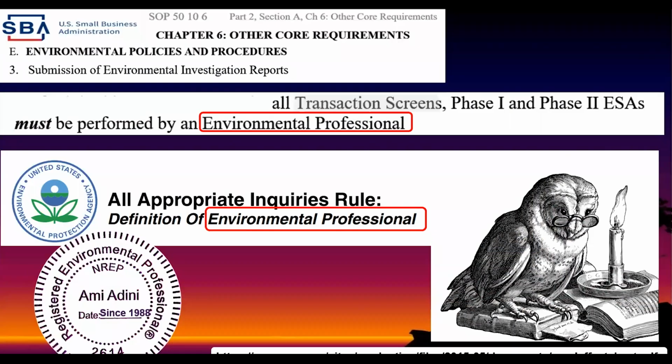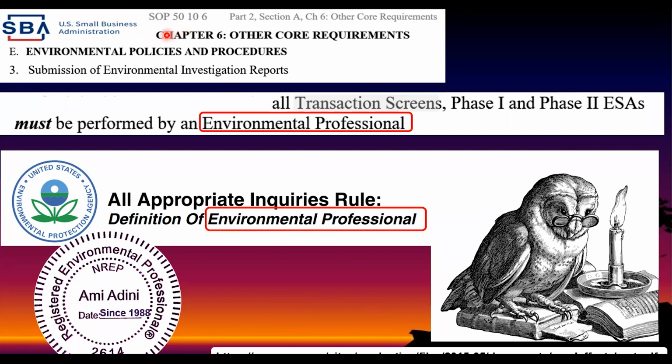The Small Business Administration, a United States government department, stands behind many, if not most, of all the commercial loans in the United States. In their environmental policies and procedures, they have SOP 5010-6. This is the Standard Operating Procedure by which they operate to give all these loans and backup loans. It is a whole Bible all by itself.